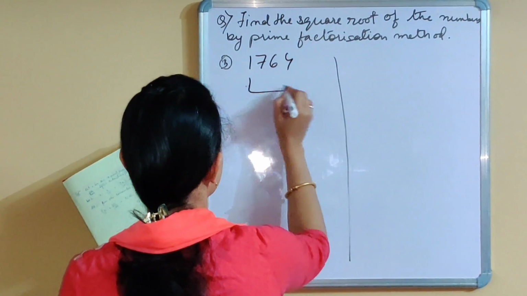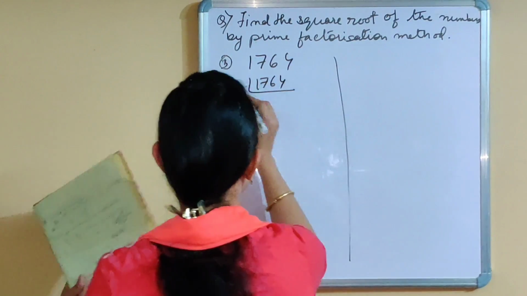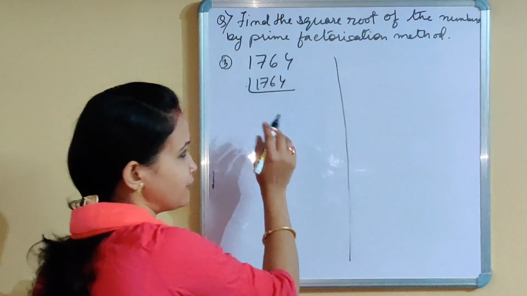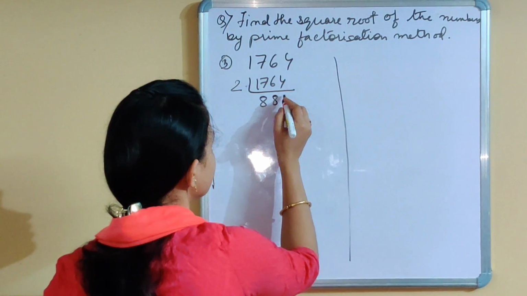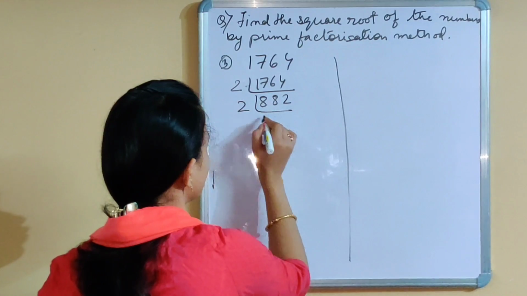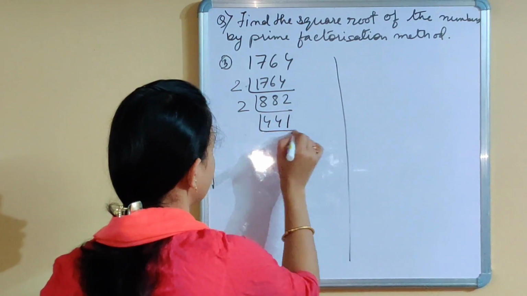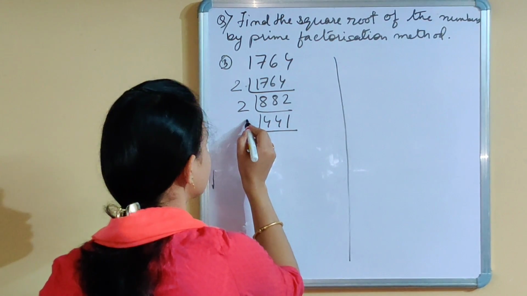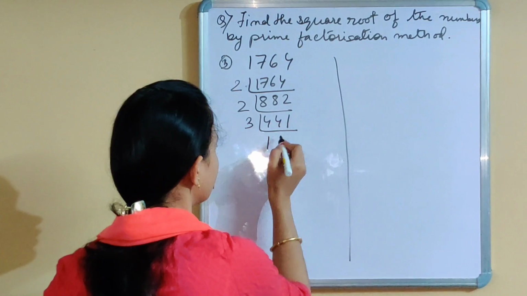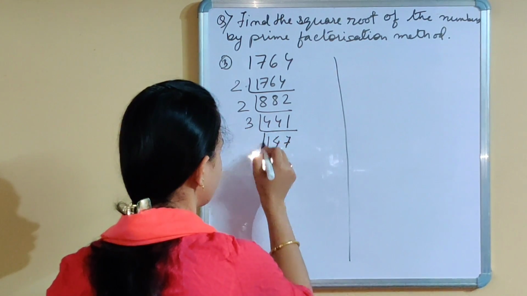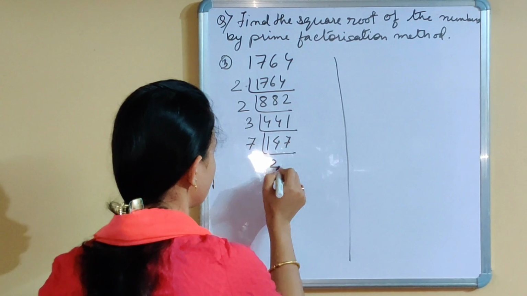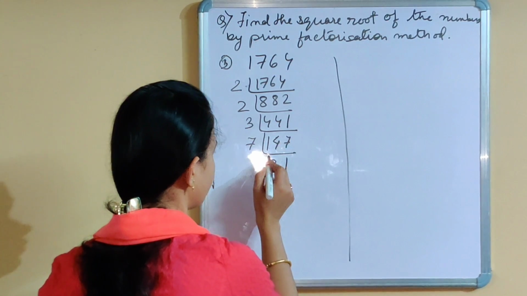1764. Definitely I'll start with 2, since the last digit is an even number. 2 8s are 16, 2 2s are 4, 4 4s are 1. Then let me start with 3: 3 1s are 3... it is 21, that's 7 2 1. Okay.